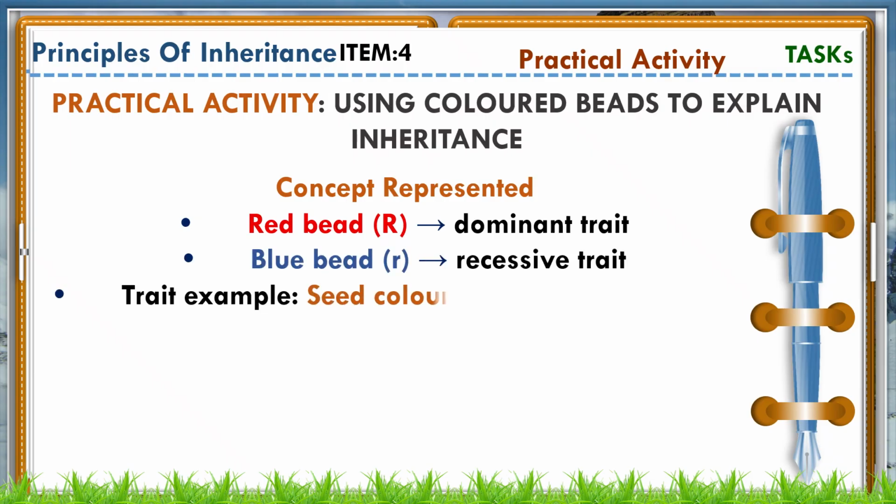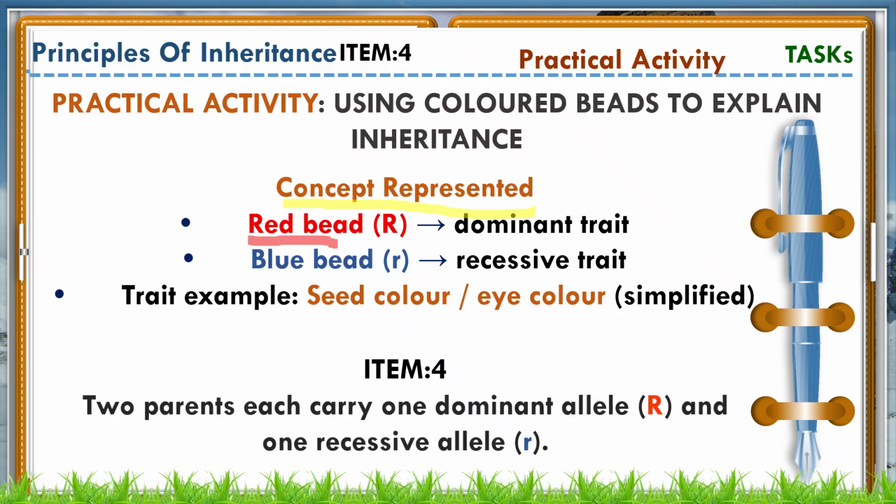Concept represented. We are now looking at the concept representation. We have the red beads, which represent the dominant trait, and we have the blue beads, which represent the recessive trait. Examples of traits are seed color or eye color. This is simplified. So now let us go to our item.